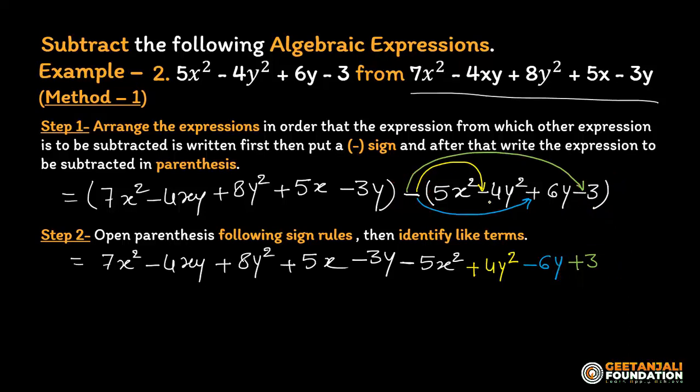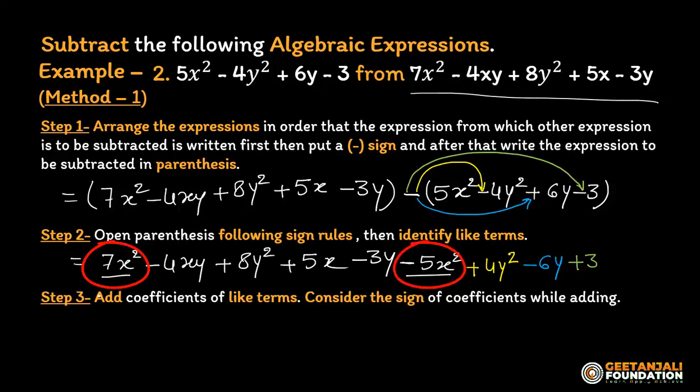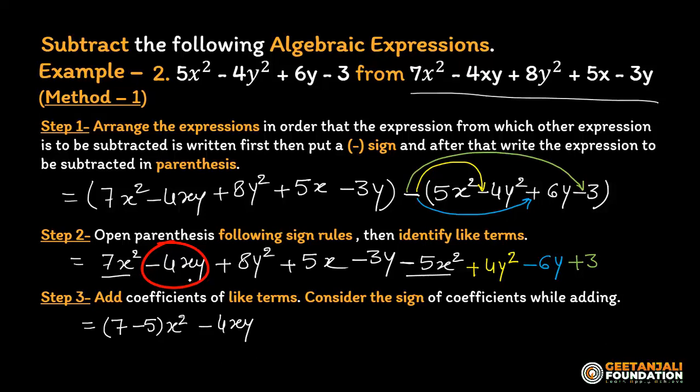Now in the next step, we have to identify like terms. So let's start identifying like terms. We start with x squared. So 7x squared and minus 5x squared. After identifying like terms, we have to write their coefficients along with their sign. So 7 minus 5x squared for the first pair. Now let's take the next pair. It is 4xy. There is no matching pair for this 4xy. So I'll write this minus 4xy as it is.